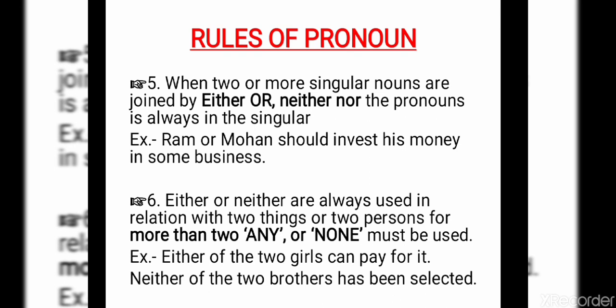The sixth rule: either or neither are always used in relation with two things or two persons. For more than two, any or none must be used. "Either of the two girls can pay for it." "Neither of the two brothers has been selected."